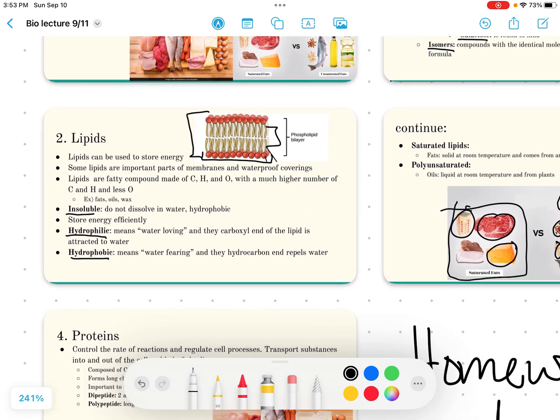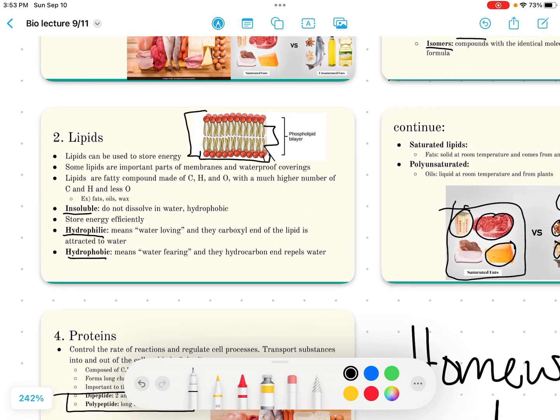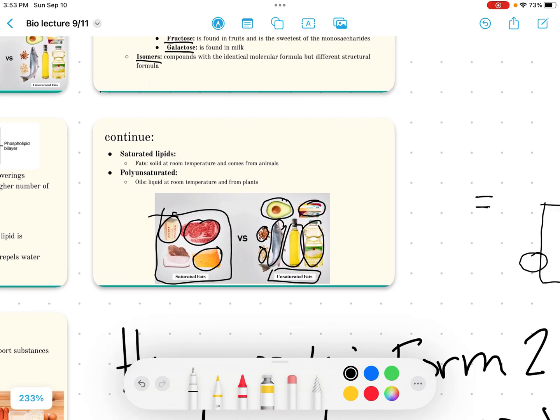The next one would be lipids. Lipids are basically where fat is stored, or energy is stored in fat. It is insoluble in water, meaning it does not dissolve because it is hydrophobic. Hydrophobic means water-fearing. Hydrophilic means water-loving.